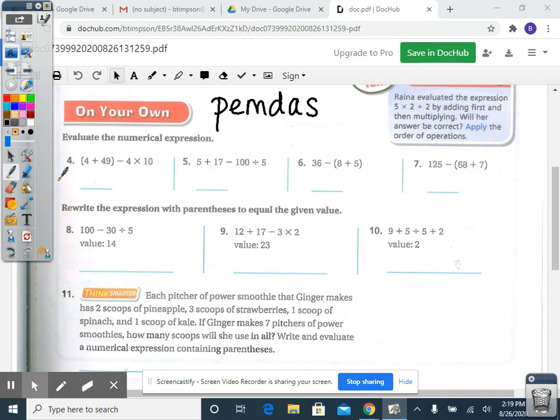Okay? So PEMDAS, my parentheses come first. So 4 plus 49, that is 53. Bring everything else down. The P is taken care of. There is not exponents in this problem. Multiplication is present in this problem. So 4 times 10 is 40. So now I'm doing 53 minus 40, which is 13. That's a problem. If you need to solve that out on the side, you're more than welcome to.